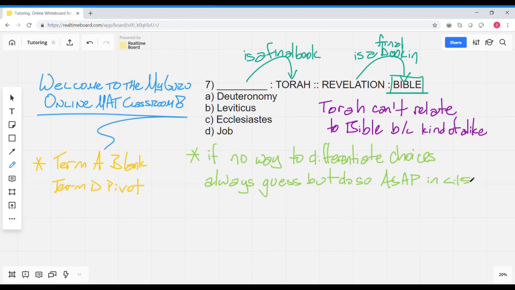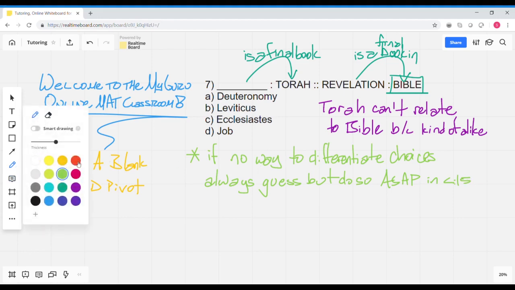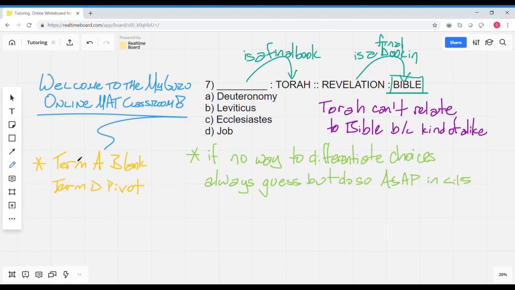Because remember, you only have 30 seconds for the problem on average. So if you've got no clue about any of this stuff, you just have to go really quickly and literally just pick whichever one sounds good. Now, again, if you know this, you may know that Deuteronomy is, in fact, the final book of the Torah. But if you didn't, just guess, minimize the impact, and move on to something that you've got a better chance of getting correct.